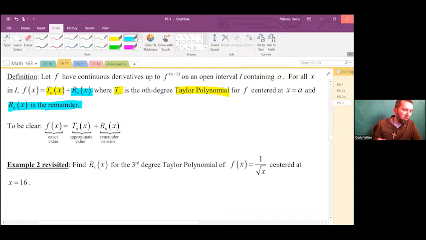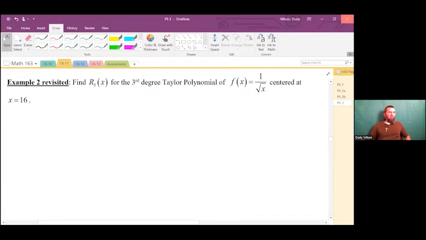So to be clear, when we're doing this, we're saying that we have our f, which gives us the exact value. That's what we really want to find out. We're going to approximate it with some T, but we know that our approximation is off by some error margin, which we call the remainder, or the error.